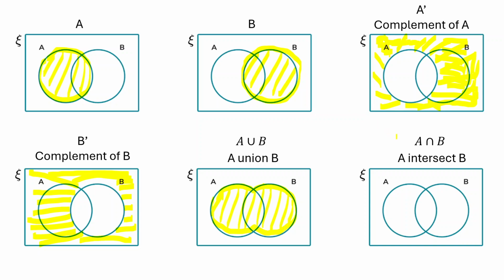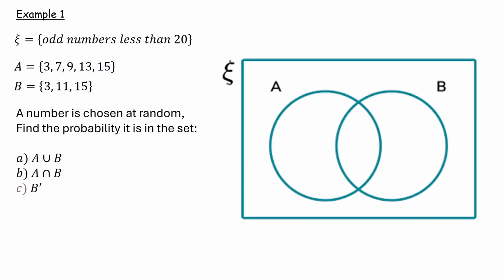Last but not least, we've got this new bit of terminology as well. We've got A intersection B, which we just say as A intersect B, and that is referring to the part where both your circles intersect. So this part here, just the part that is both A and B. So make a note of those, and then we can begin to look at a couple of examples.